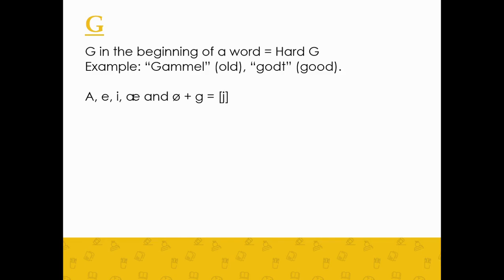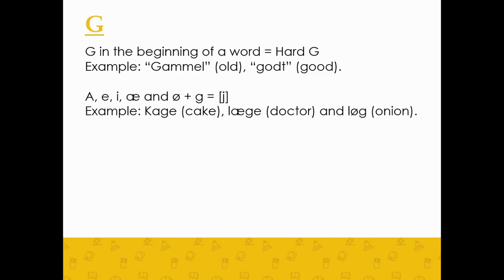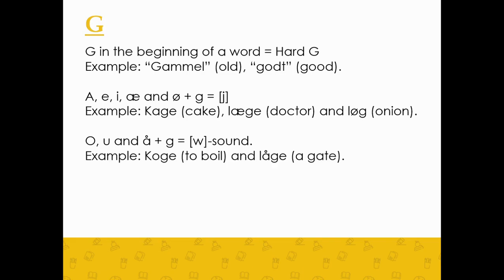A, E, I, E, and Ø plus a G equals J. Example, "kage", "læge", and "løg". So you get this Y sound after these vowels. O, U, and Å plus a G creates a W sound, this W sound. Example would be "koge", to boil, and "låge", which is a gate.